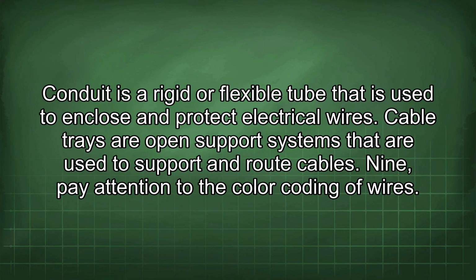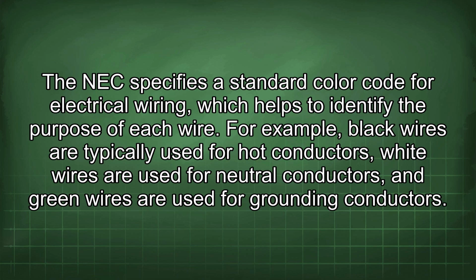9. Pay attention to the color coding of wires. The NEC specifies a standard color code for electrical wiring, which helps to identify the purpose of each wire. For example, black wires are typically used for hot conductors, white wires are used for neutral conductors, and green wires are used for grounding conductors.